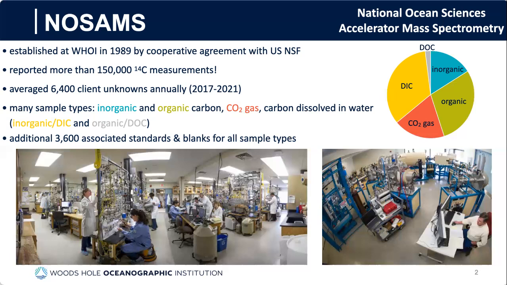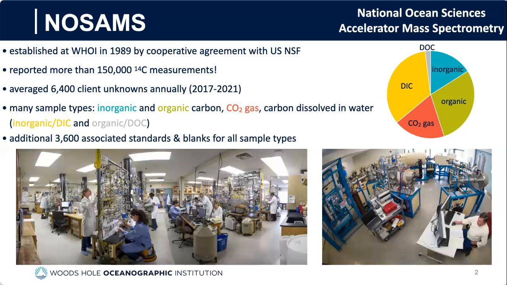The facility was created to analyze radiocarbon in seawater DIC, through which we've learned a lot about ocean circulation and ventilation. And we continue to make 1,000 seawater DIC measurements each year, collected through the Global Repeat Hydrography Program. So those are included in this large slice here. In addition to those 6,400 unknown sample measurements, we also process and analyze 3,600 standards and blanks for all of these sample types. So in a given year, we're making around 10,000 radiocarbon measurements.